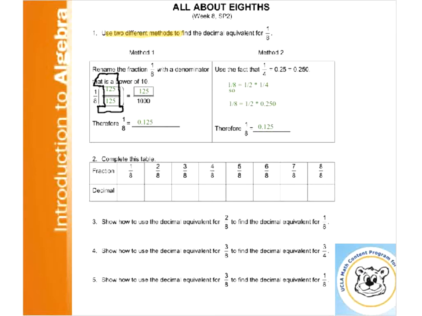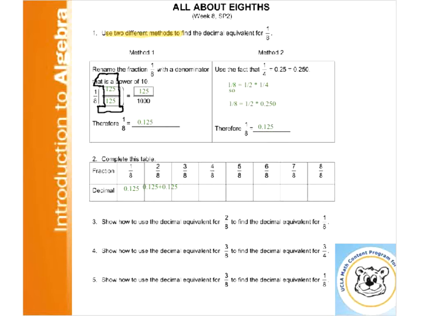So once they figured out what the decimal equivalent for 1/8 is, they're asked to complete this table. They're given some fractions, and they're asked for the decimal form. So I know that 1/8 is 0.125. How can I find 2/8? How would the students find 2/8? All right, so Helen suggests that we add 0.125 twice. It's two groups of 1/8.